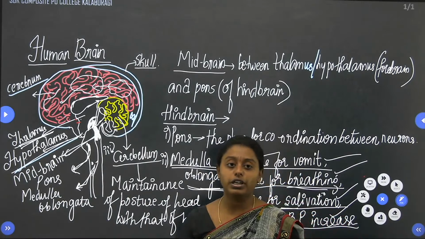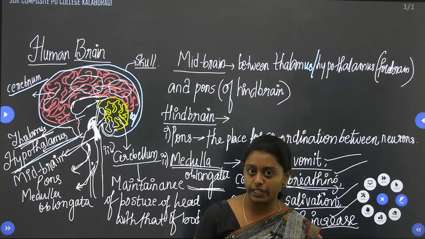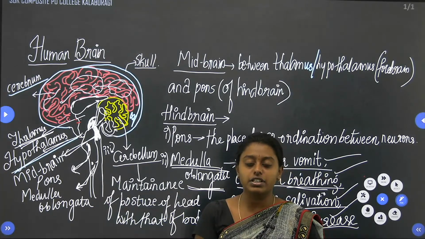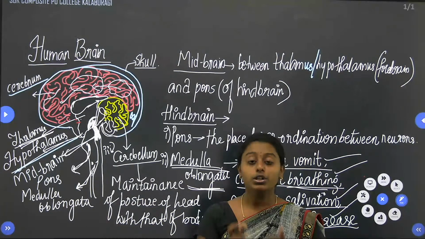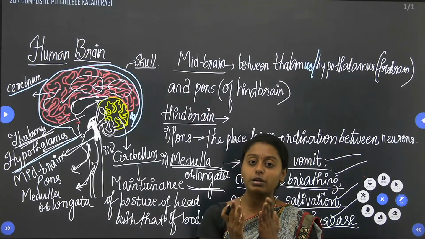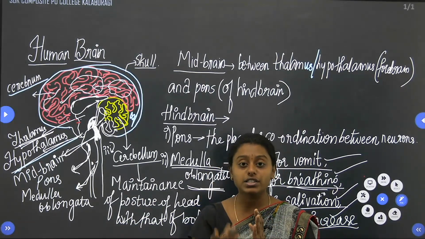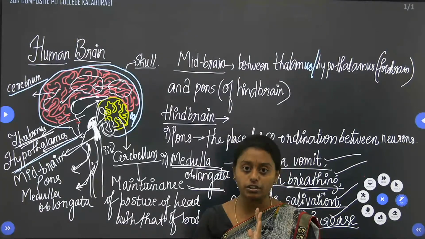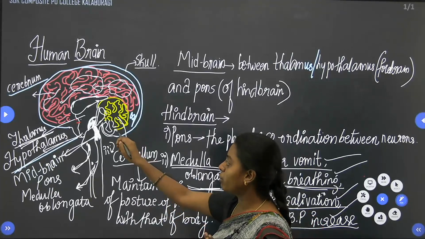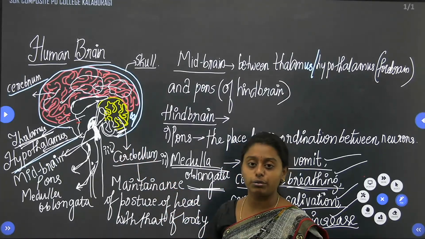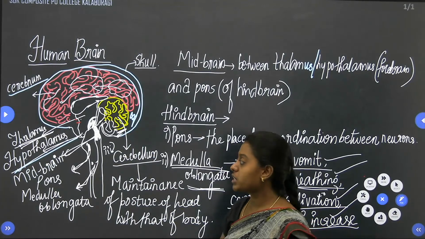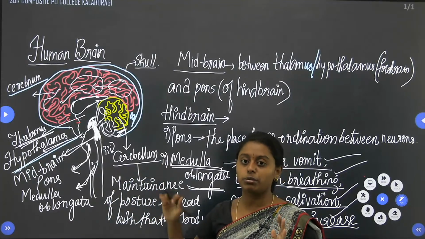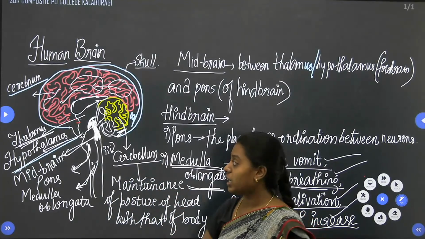Whenever we do different types of actions, either bending or turning, or any different activities that we do in day to day life, the positioning of the head should be well balanced with the axis of the body, so that maintenance of head posture with that of the body is done by the last portion of the hindbrain, that is the cerebellum. So these are the different parts of the human brain: forebrain, midbrain, hindbrain, that we can observe.